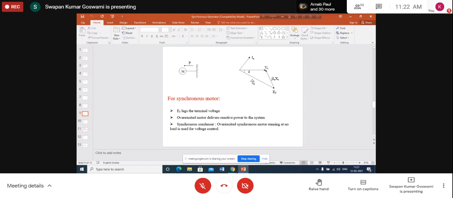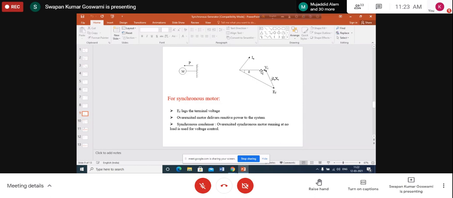Now let us see what is the condition of the excitation on the motor. We have defined overexcitation or underexcitation depending upon the value of EF cosine delta. How much is EF cosine delta with respect to VT? Here you see that EF cosine delta is exceeding VT. When EF cosine delta is greater than VT, we say that this is the condition of overexcitation.